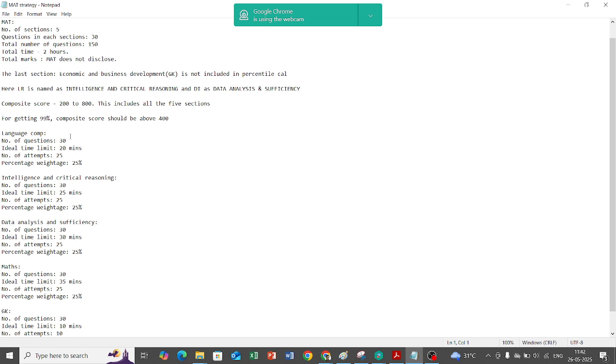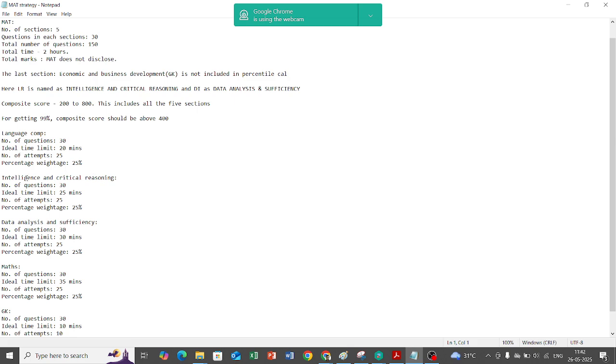See, you can understand, because there are five sections, as I told you. Out of which one section is not included in the score calculation, percentile calculation, right? The GK portion is not included in the percentile calculation, so remaining is 4. So your total 100% marks is distributed among 4 sections, which is 25% each section. Okay, so number of questions is 30, ideal time limit is 20 minutes, number of attempts is 25, percentage is 25%.